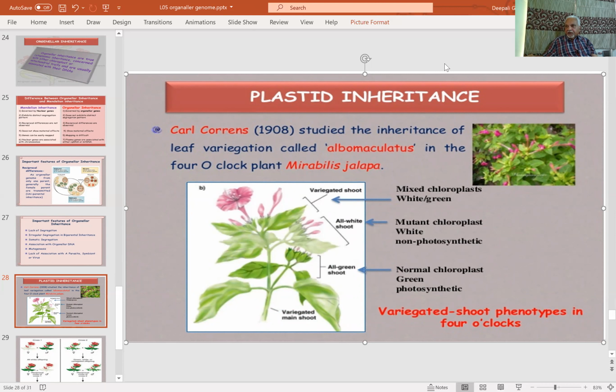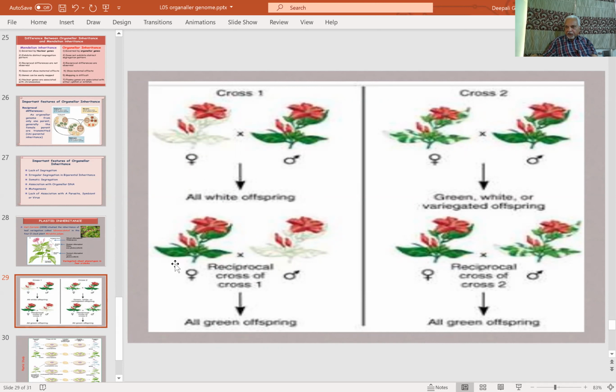When you reverse the parentage, you have a female which has all green leaves and a male with all white leaves. Cross them, and you see all offspring have green leaves. So the trait of green leaf depends on the kind of female plant you are using here, whether it is white or green. So the leaf color depends on the female partner in the cross.